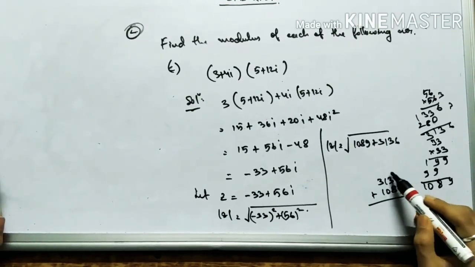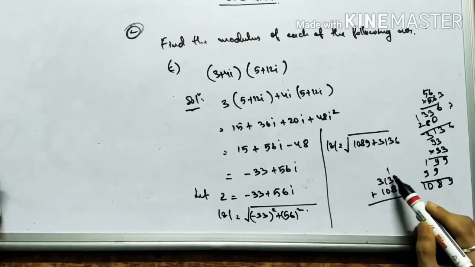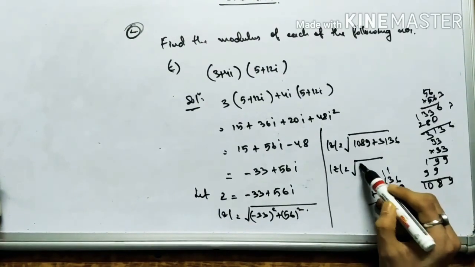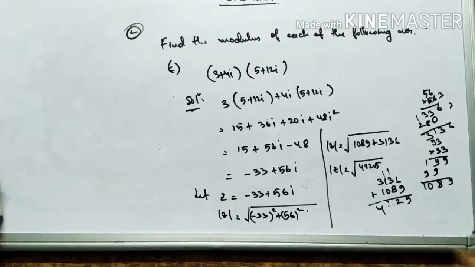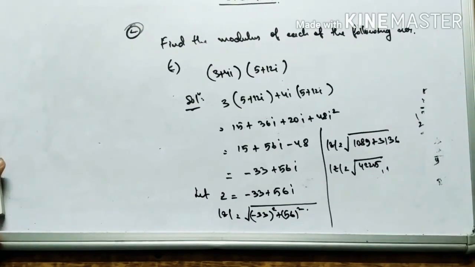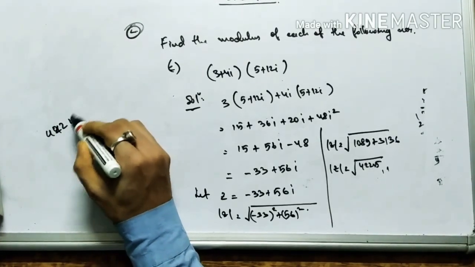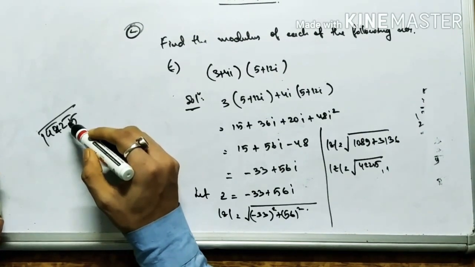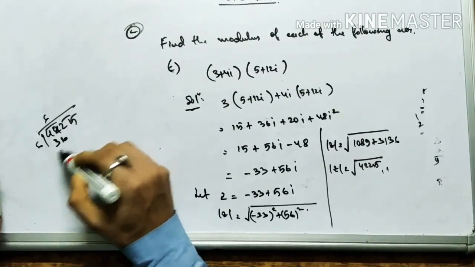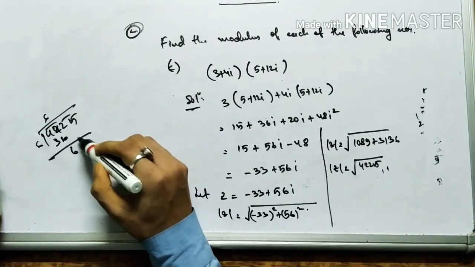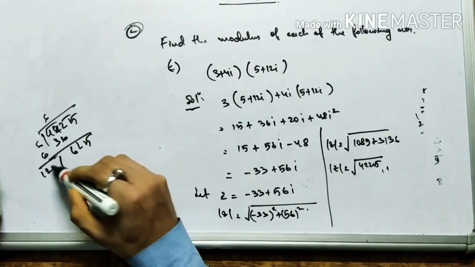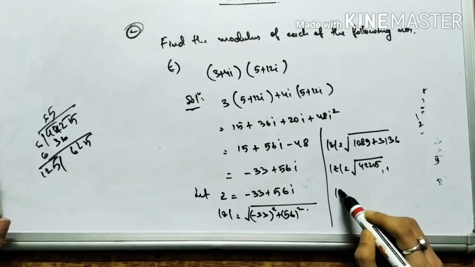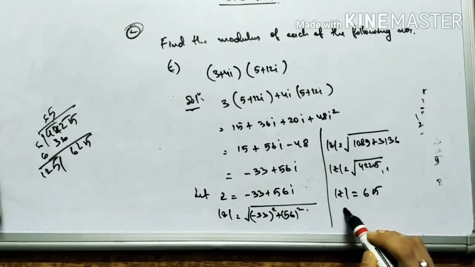So 3136 plus 1089, in here this one I will get. So therefore modulus of z is equals to, I am getting 4225 here. Okay, so square root of 4225, this will be 65. So this one I will get modulus of z is equals to 65.